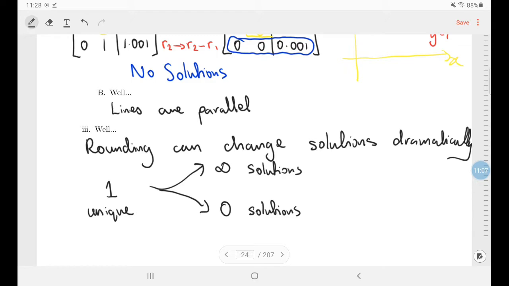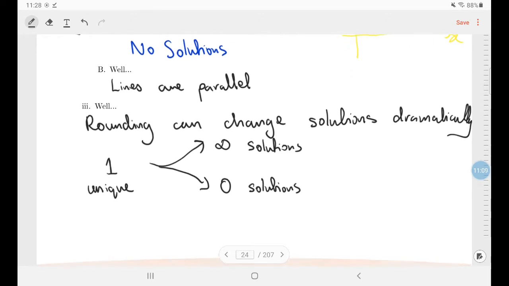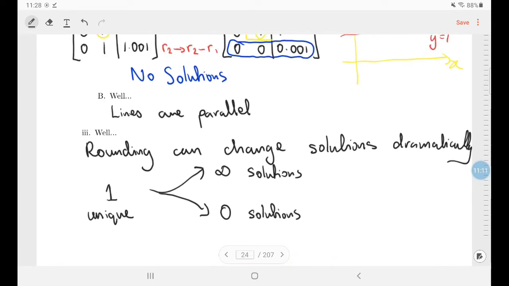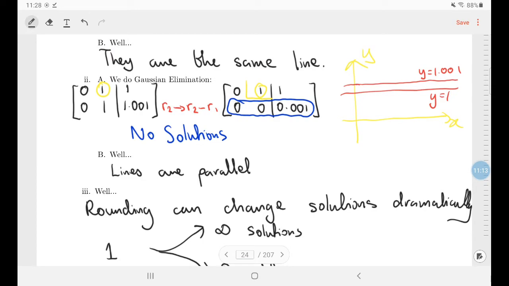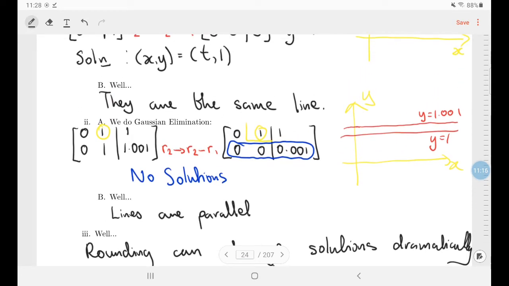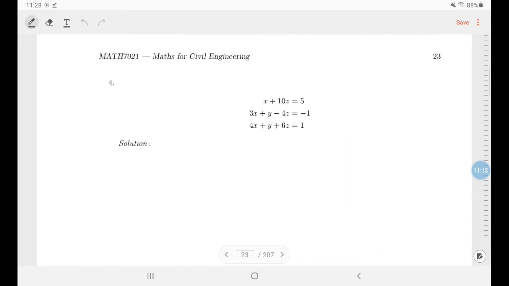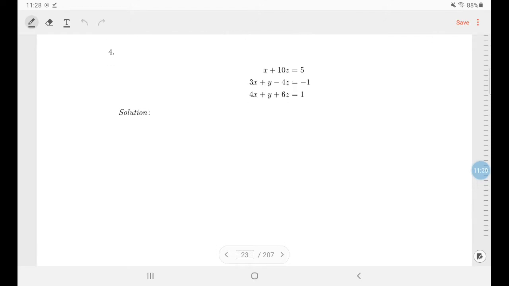So the lesson is you need to be very, very careful in rounding when you're doing linear systems. Okay, now we're going to go back to the question that we skipped here. Okay, let's have a look at this one.